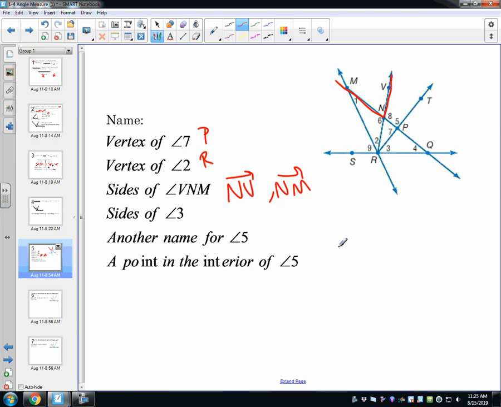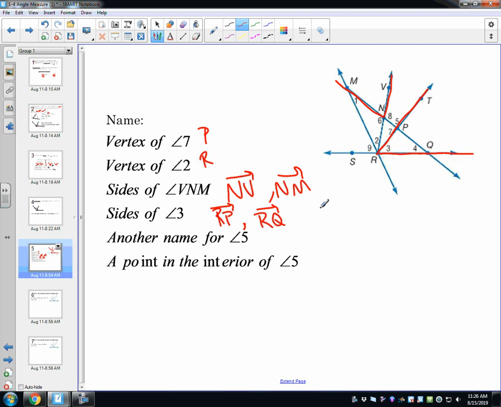All right, the sides of angle 3. So let's find angle 3. Okay. So here's one side of it, and here's the other side of it. We have a lot of options. I could name this side ray RP. I could name it ray RT. Either way. So I'm just going to pick one. I'm going to say RP. Okay. This one only has one option. What's that? That's a Q, but yeah, RQ. Right?